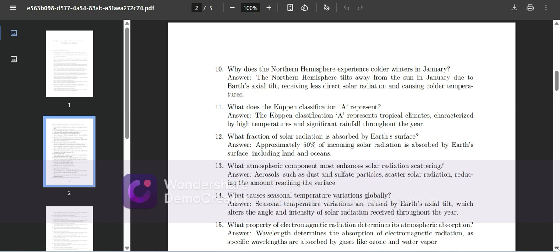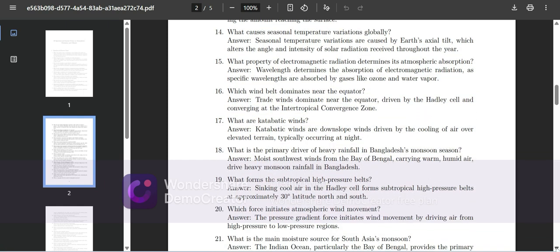What fraction of solar radiation is absorbed by Earth's surface? Approximately 50% of incoming solar radiation is absorbed by Earth's surface, including land and oceans. Which atmospheric components enhance solar radiation scattering? Aerosols such as dust and sulfate particles scatter solar radiation, reducing the amount reaching the surface.